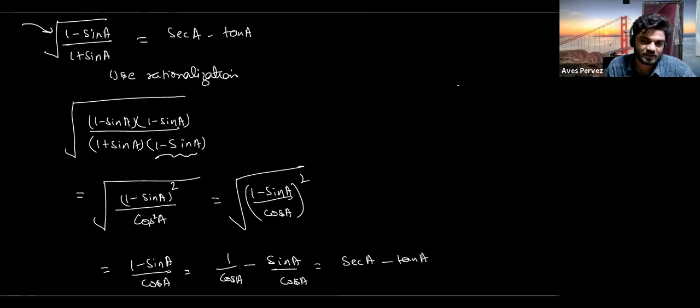Got it? Whatever we are multiplying in the denominator must be multiplied the same with the numerator. So if I am multiplying this number with 1 minus sin a, then it should be multiplied with 1 minus sin a in the numerator also. Got it?